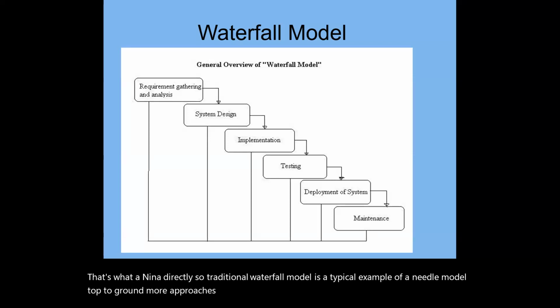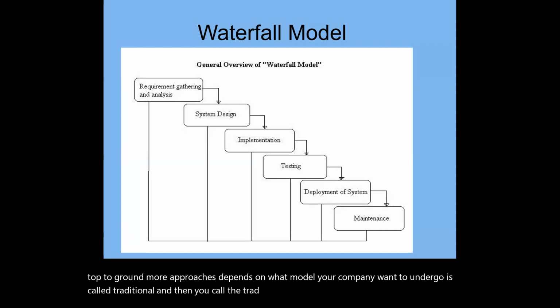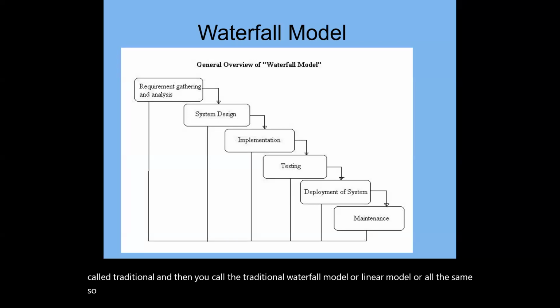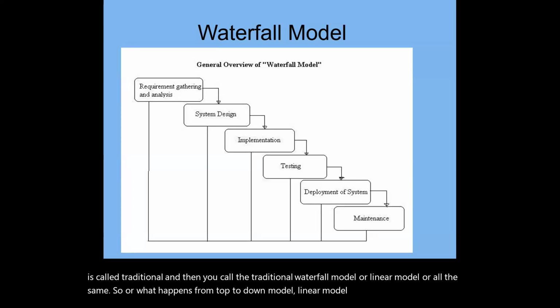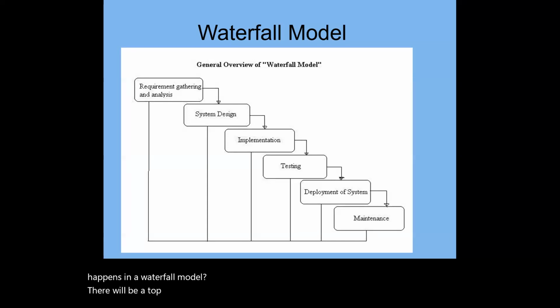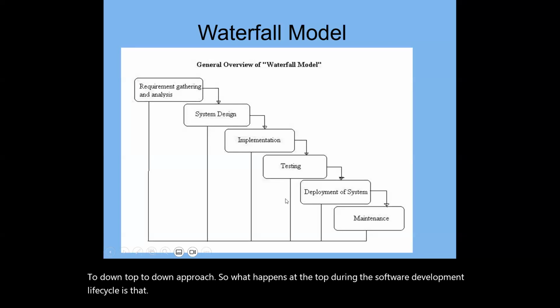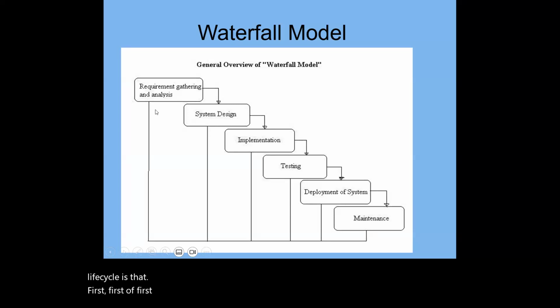It depends on what model your company wants to undergo. Either you call it traditional waterfall model, top to down model, or linear model, all these words are used and the meanings are all the same, as I told you. Now, what happens in a waterfall model? There will be a top to down approach. So at the top during the software development life cycle, first of all, the requirement gathering happens.